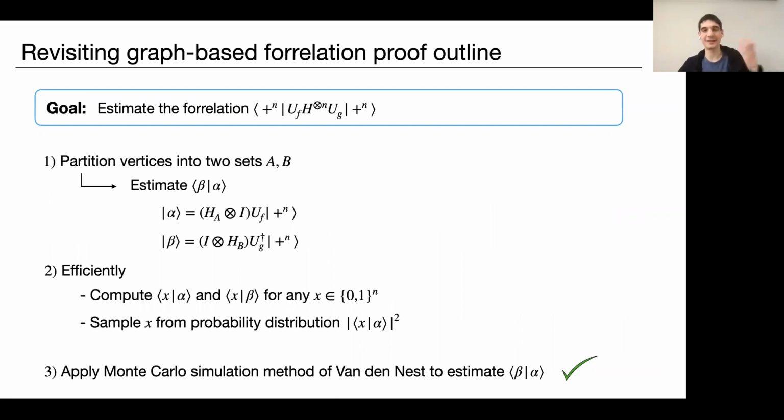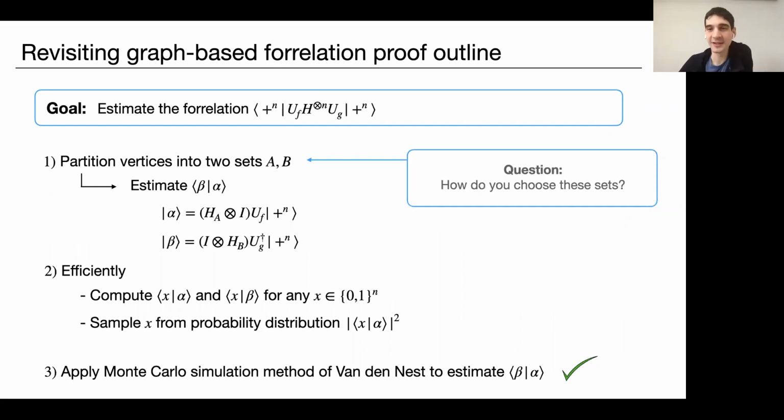But there's this elephant in the room, which is, how do I actually do this? In particular, how do I choose these sets A and B such that this second step can be done efficiently? So for some choices of the sets A and B, the second step might be efficient, and for some choices of A and B, it won't be, or at least we don't know.